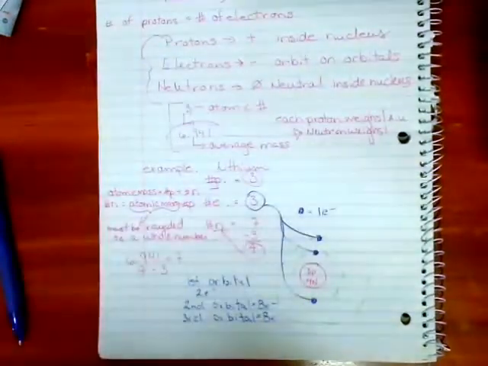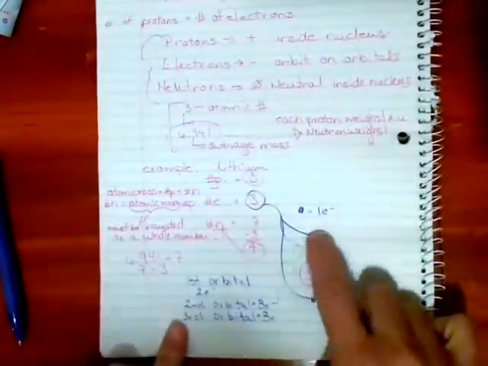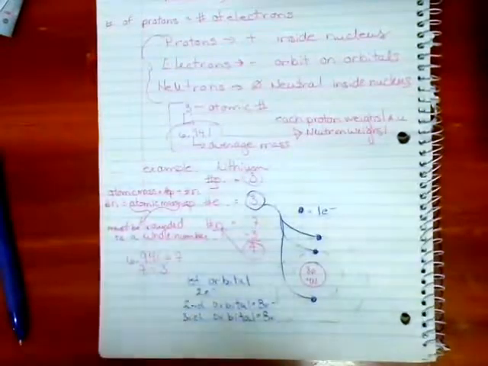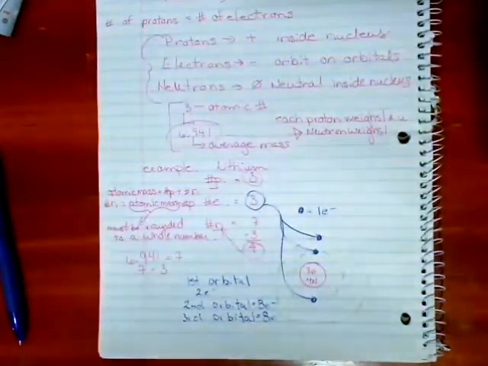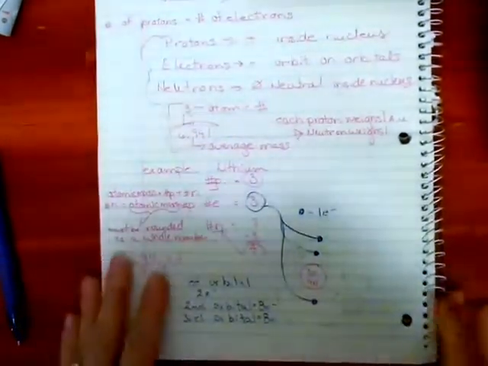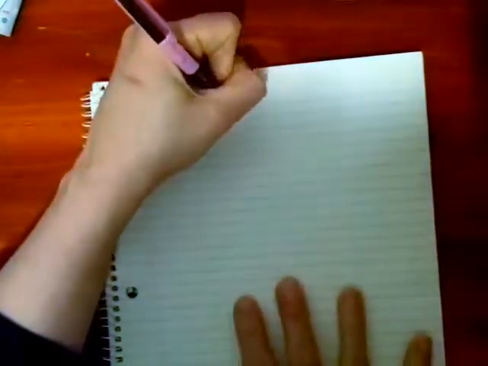So now let's look at what happens when you have to fill up one of these orbitals that has 8, so that you know how to draw that, because there's a special way to draw that. So, we're going to look at chlorine.